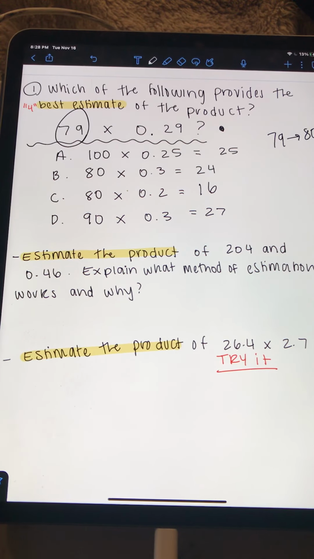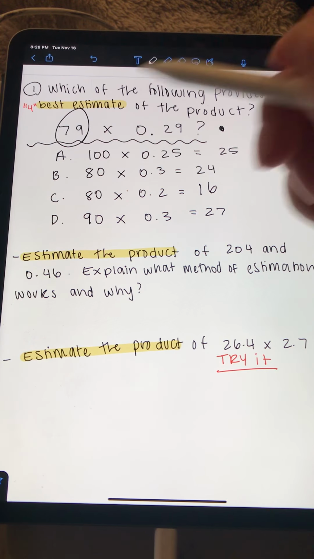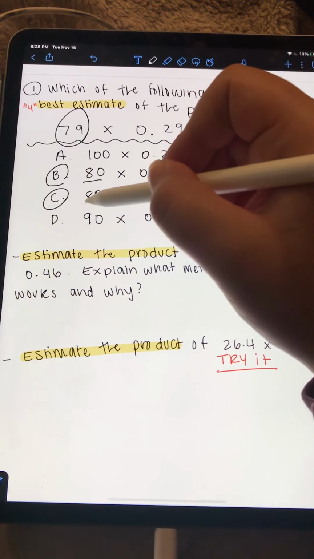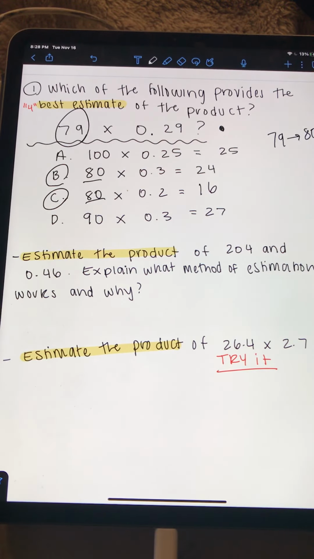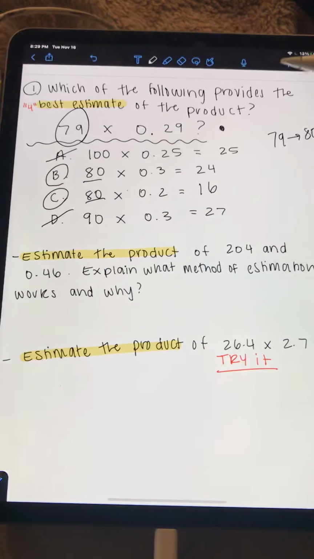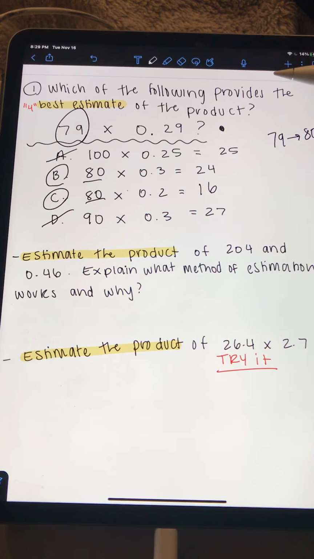And so if we look at our other choices, there are two choices, B and C, that have 80, okay? And that's very close to 79. A is 100, that's way too high. D is 90, again, that's a little too high. So when we think about estimating, we want our best estimate, a value that is close to the number so that we get as accurate of an answer as possible.